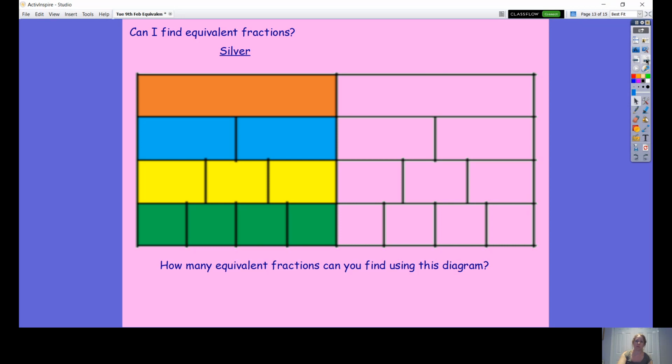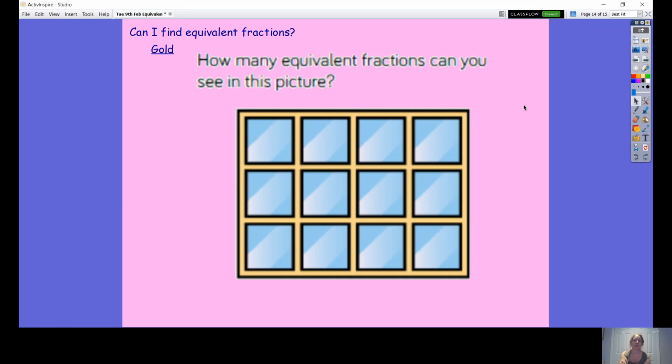Okay, moving on to gold. For gold, how many equivalent fractions can you see in this picture? So see if you can make some equivalent fractions here. So for example, I don't want to give too many away, but you may say that maybe 6/12 is the same as half. So 6/12, because there's 6 out of 12, is the same as if I chopped this in half, then 1/2 would be coloured in, and so on and so forth. So if you can have a little look at that, pause, obviously.